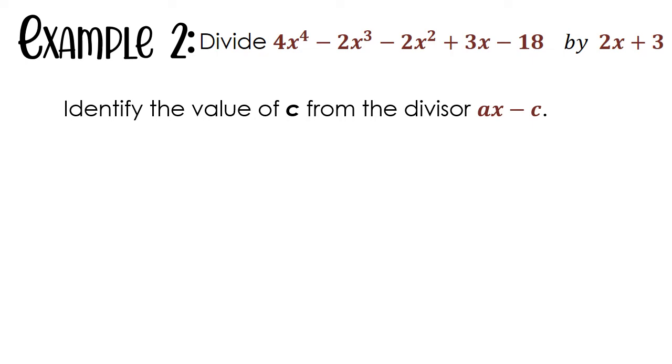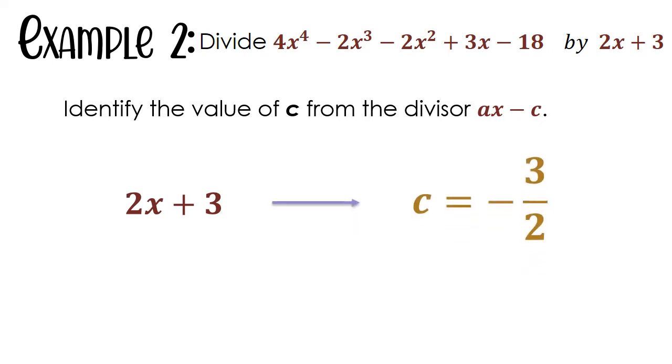We are now going to identify the value of c from the divisor ax minus c. Again, a is the numerical coefficient of the first term of the divisor. It is like we're solving for the value of x. Since we have 2x plus 3 as our divisor, the value of c is equal to negative 3 over 2. Again, we're just like solving for the value of x. Transpose positive 3 and then divide both sides by positive 2. So the value of c is negative 3 over 2.